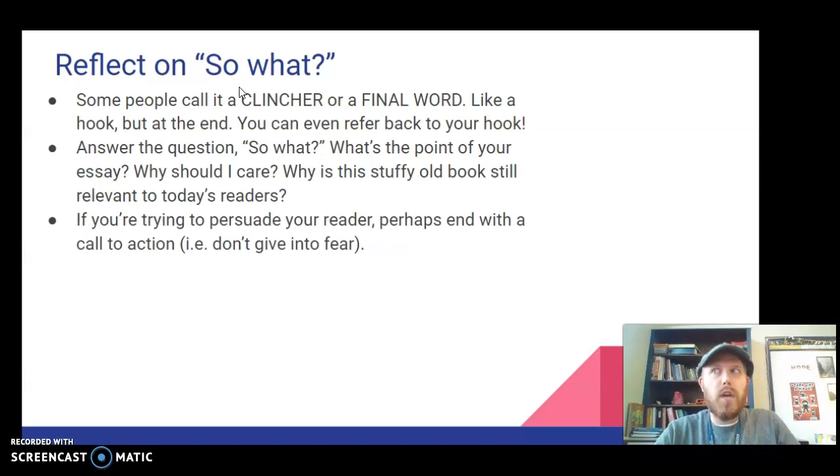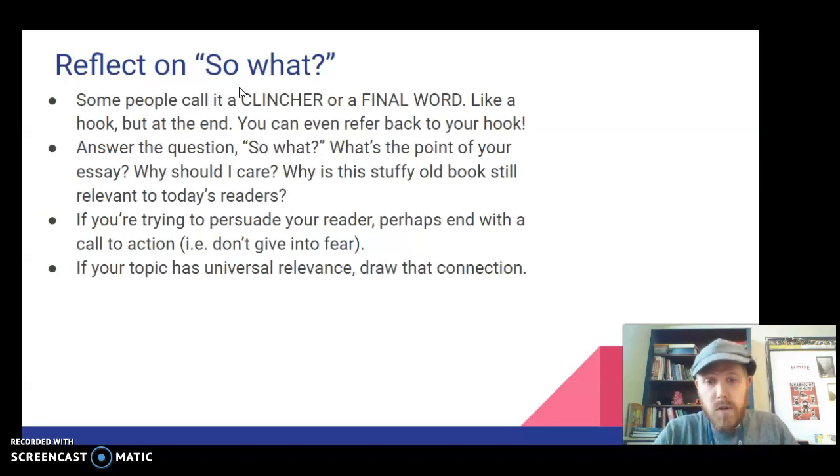If you're trying to persuade your readers of something, you might want to end with something called a call to action, which is like a command or a demand that you make of your reader, like don't give in to fear. If your topic has universal relevance, draw that connection. Like everyone is afraid sometimes, but it's what you do with your fear that matters.